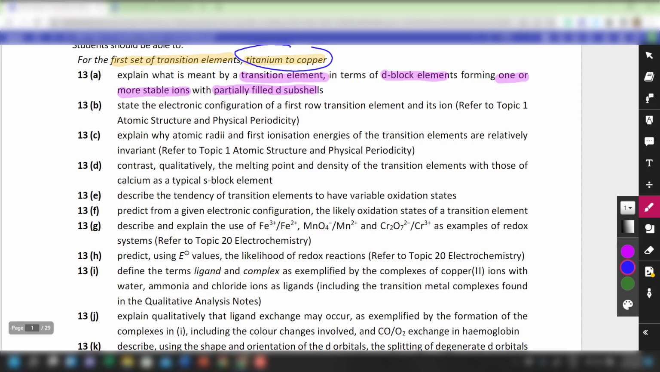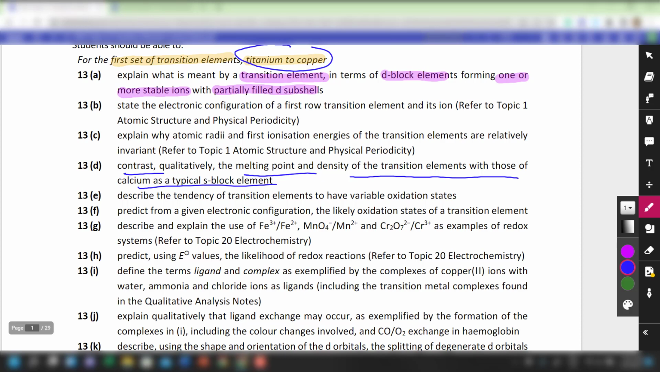Then for 13c, explain why atomic radii, i.e. of the first row, of transition elements are relatively invariant. Again, you can look at the explanation within the topic of atomic structure and physical periodicity. And then 13d, contrast qualitatively melting points and densities of transition elements with those of the s block. They tend to have way higher melting points and densities. So you need to understand why.